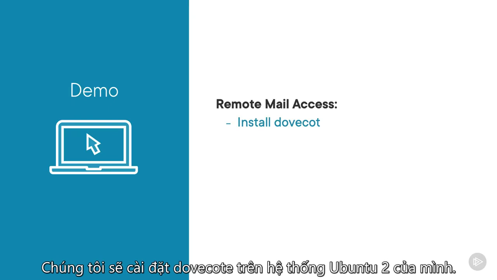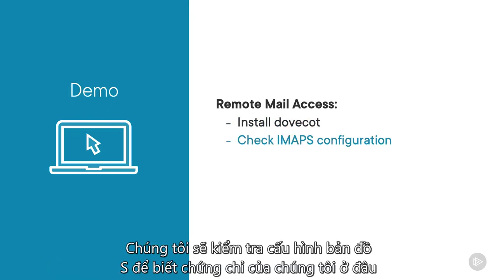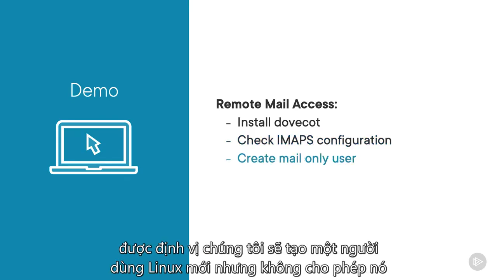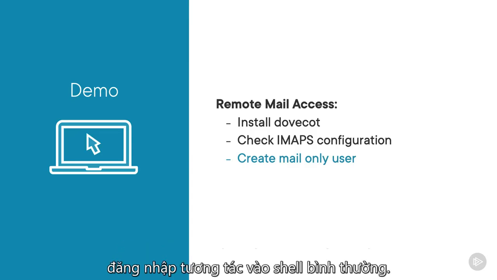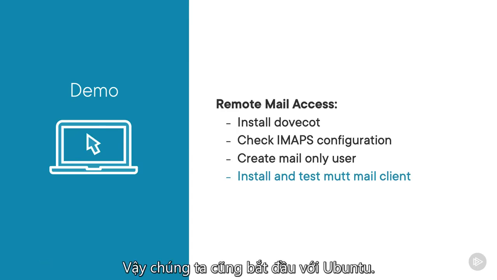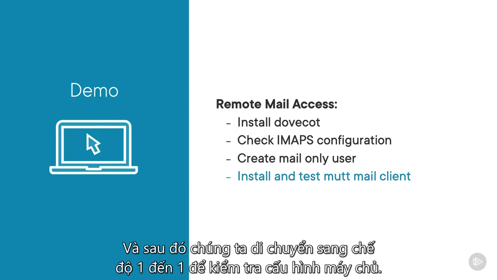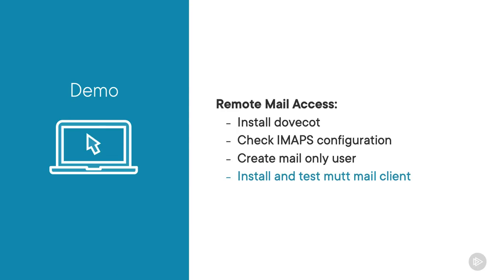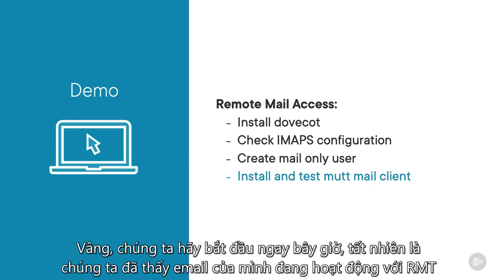We're going to be installing Dovecot on our Ubuntu 2 system. We're going to check the IMAP-S configuration, so where our certificates are located. We'll be creating a new Linux user, but not allowing it to log on interactively to a normal shell. And we're going to be installing and testing the Mutt mail client on our Ubuntu 1. So we start off on Ubuntu 2 and then we migrate to Ubuntu 1 to test the server configuration. Okay, are you ready? Well, let's go.